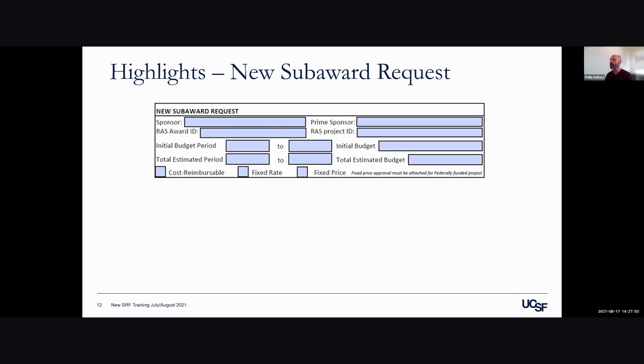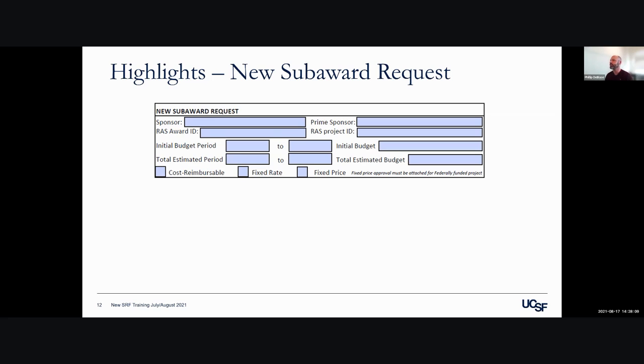And so we also wanted to split out the two sections for new subaward and amendment because we don't need all of the information that we collect for new subawards at amendment stage. And we wanted to highlight some of the differences in amendments. And I'll get to that in a second.